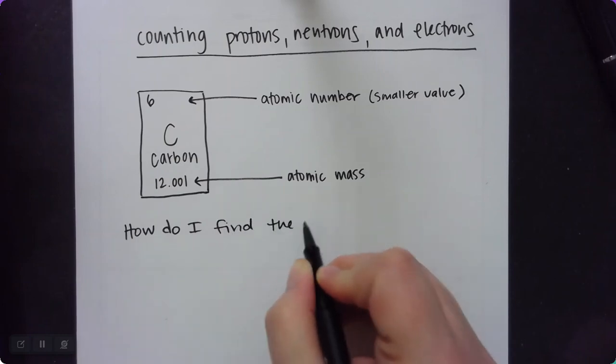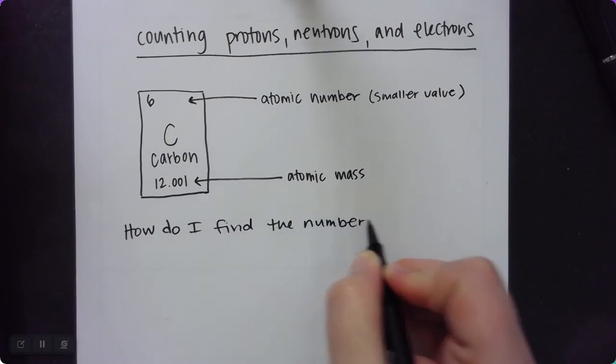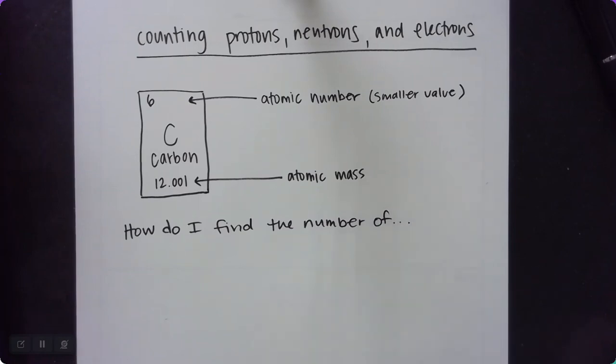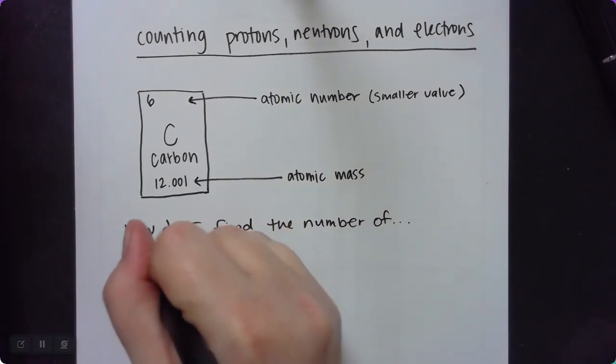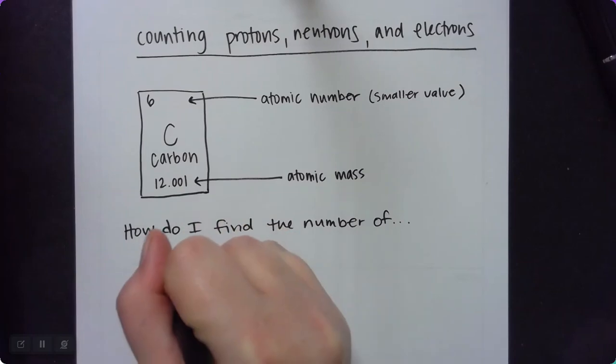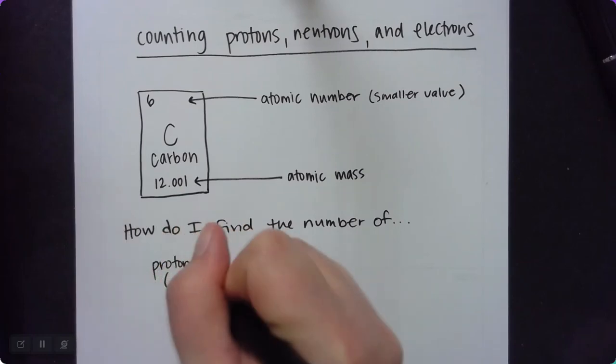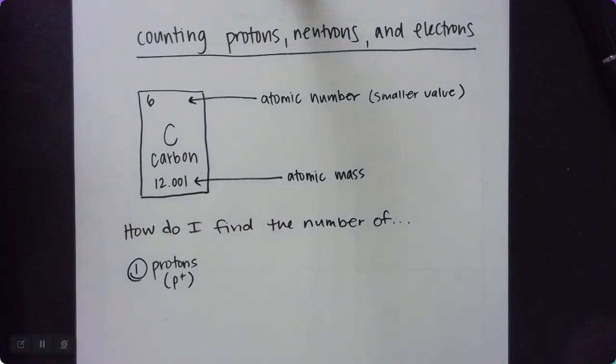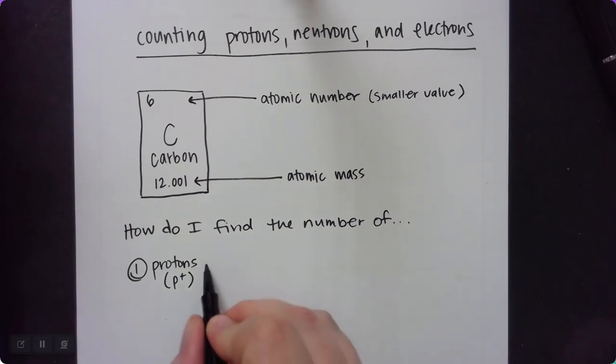how do I find the number of... And then we're going to start with protons. Okay? So how do I find the number of protons? Protons, P plus. That's the first one I want to find out. So the protons are actually what give us the identity of the atom. It identifies it. So every atom in the whole wide world that has 6 protons in its nucleus is a carbon atom. Okay? So the atomic number is our identity as well.